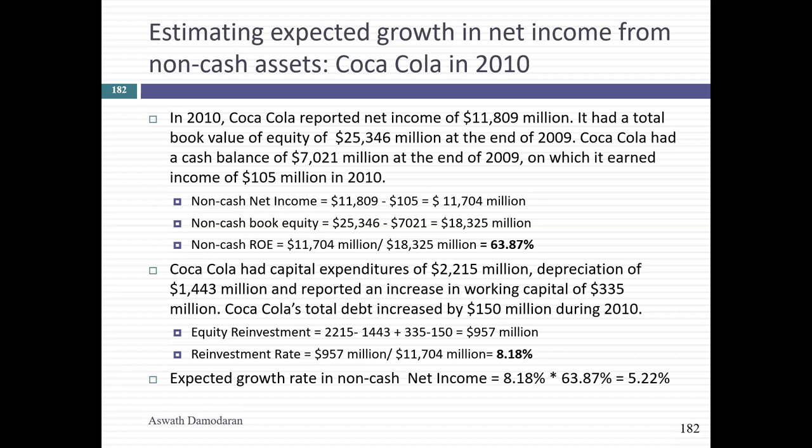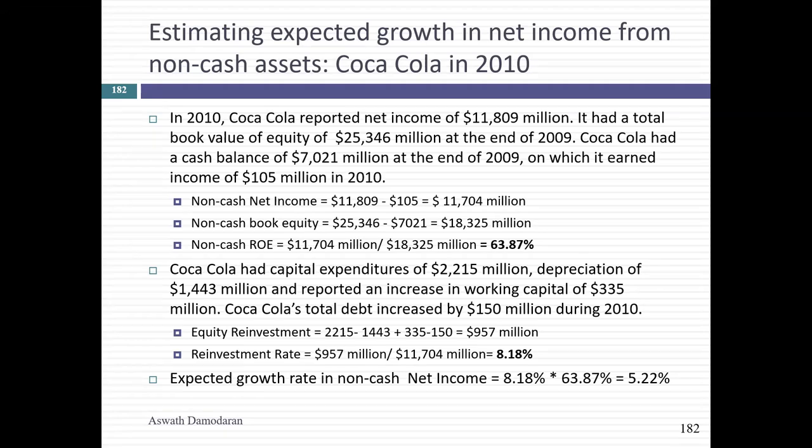Okay, so if I take those numbers as a given, 8.18% times 64% gives me an expected growth, which is not bad given the fact that they're reinvesting almost nothing, at 5.22%. Now, Ed, help me out here. If I capitalize brand name advertising, first, what's going to happen to my non-cash return on equity? It's one of the two. So somebody want to help Ed?